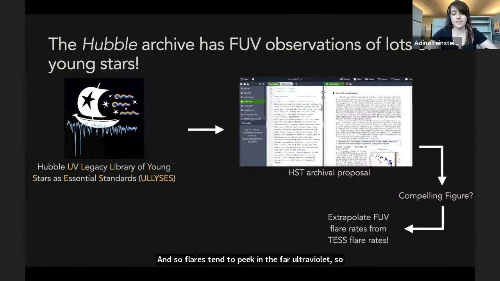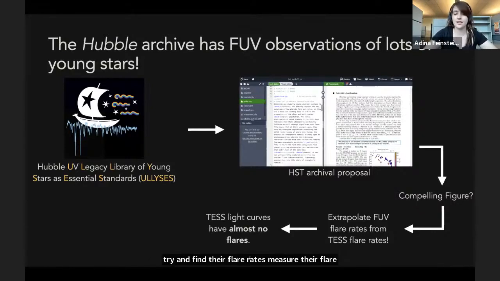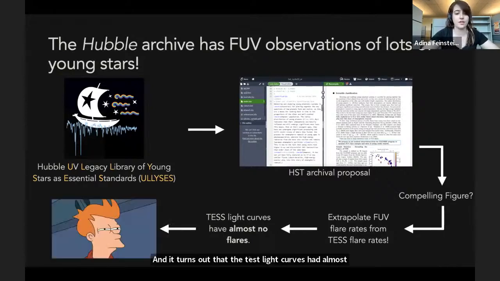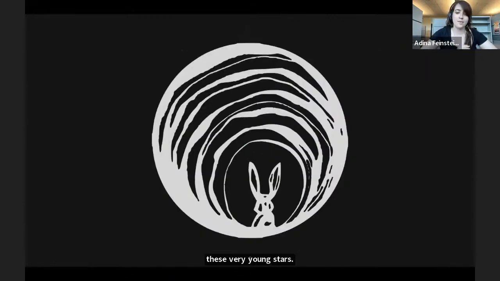So I went into the TESS observations of these stars to try and measure their flare rates. And it turns out that the TESS light curves had almost no flares, which is really surprising for young stars, because we would expect them to be magnetically active. This is kind of where I am today, really skeptical as to why we're not seeing any flares from these very young stars. This whole process didn't lead to an archival proposal, but it did lead me down a rabbit hole, which is what I want to talk with you about today. And I'm sure many of us can relate to this kind of thought process that I'm describing here.